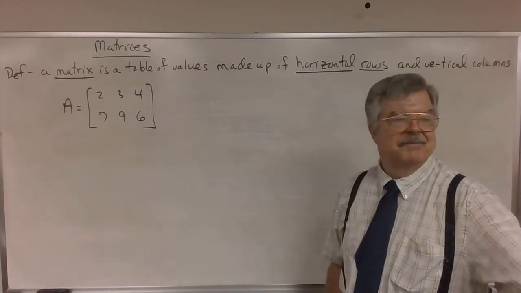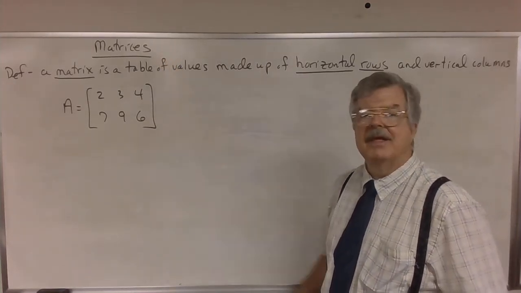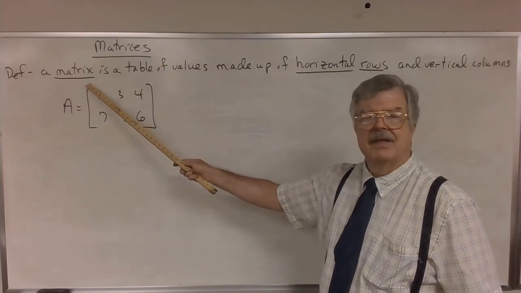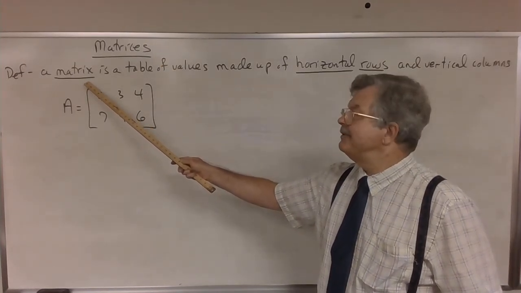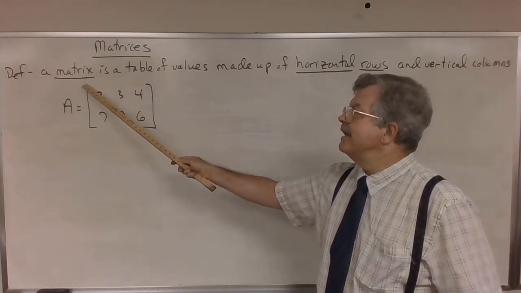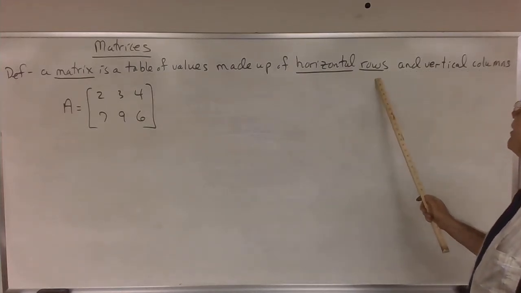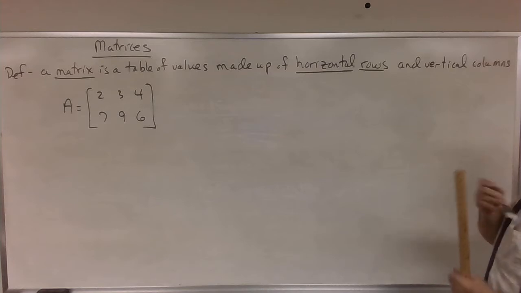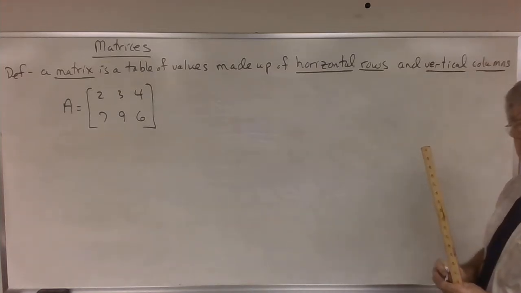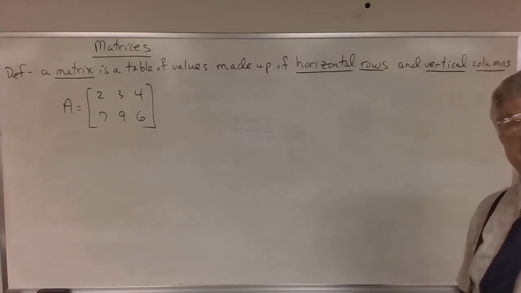Brand new topic. This topic is matrices, and this word is the plural of the word matrix. Two or more matrices. Well, the plural of matrix is matrices. And a matrix is a table of values made up of horizontal rows and vertical columns. So when we talk about rows in a matrix, we're always talking about horizontal.